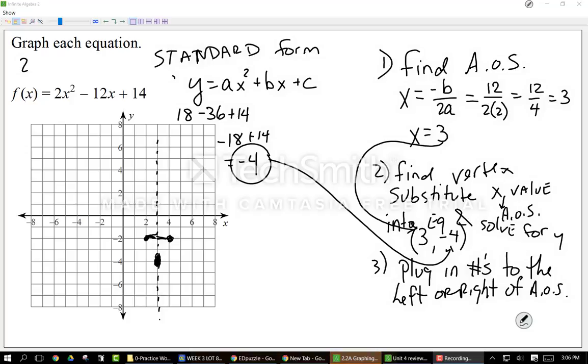Let's plug in 1. 2 times 1 squared minus 12 times 1 plus 14. That's 2 times 1 minus 12 plus 14. That's 2 minus 12 plus 14, which is negative 10 plus 14, which is equal to 4. You can very easily do that a lot faster on a calculator or in your head. I'm just showing you every step of the way.